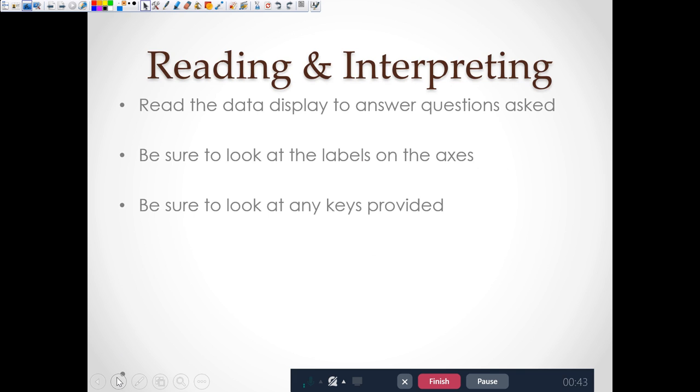So what we really need to make sure that we remember is that we are going to read the data display to answer questions that are being asked. We need to be sure to look at the labels on the axes, because sometimes they're going to ask a specific question that might have to do with the label that's on the axes. Be sure that you also look at any keys that are provided. So if it is a bar graph and it's a double bar graph or a triple bar graph, you make sure you pay attention to the key that is there so you know which data to look at.